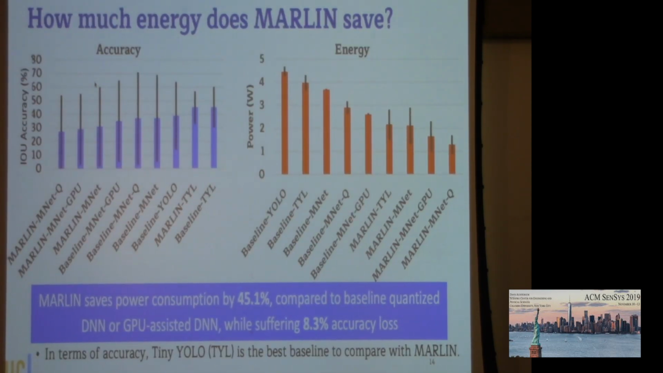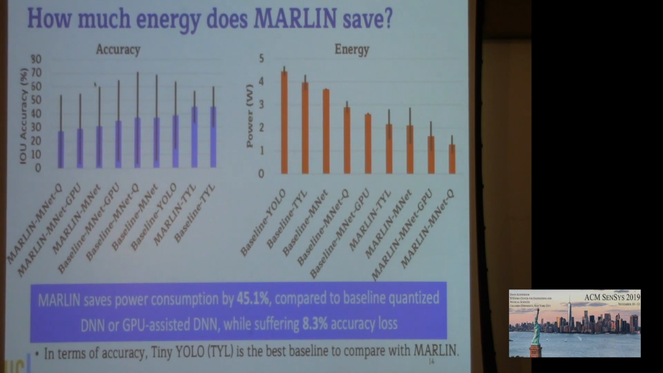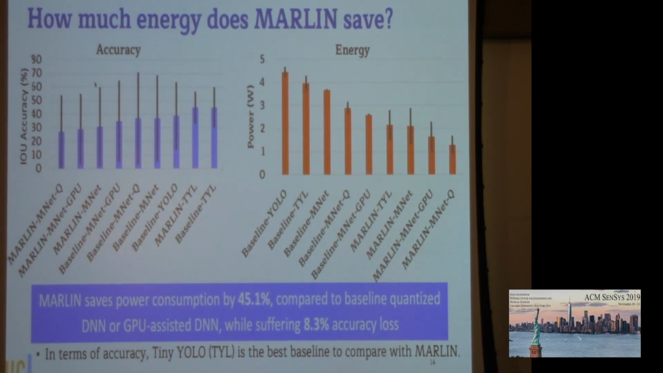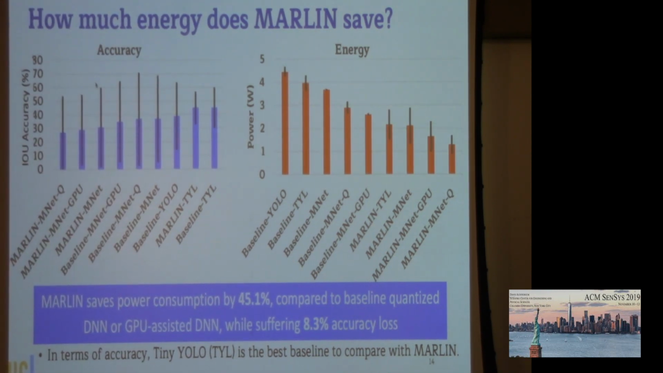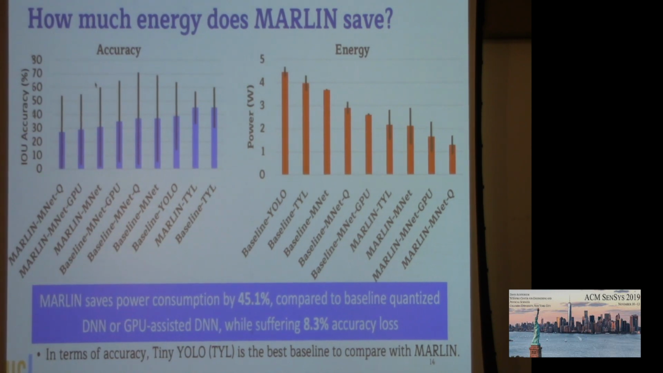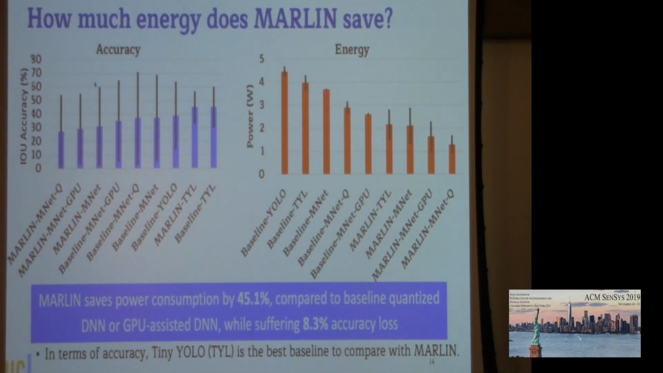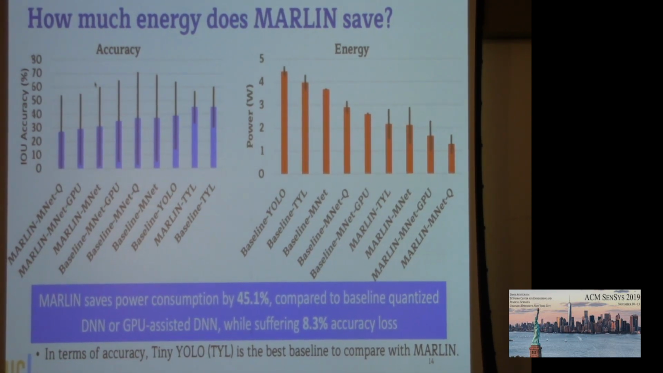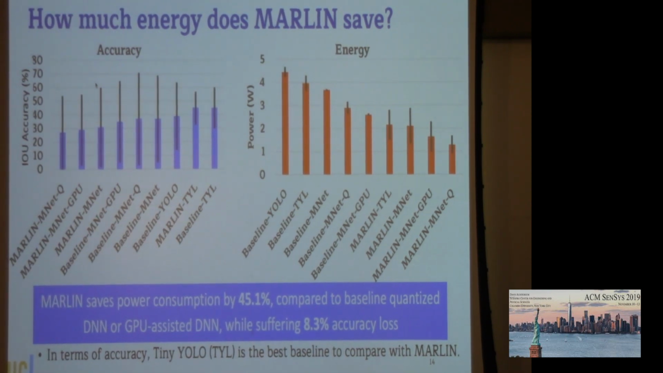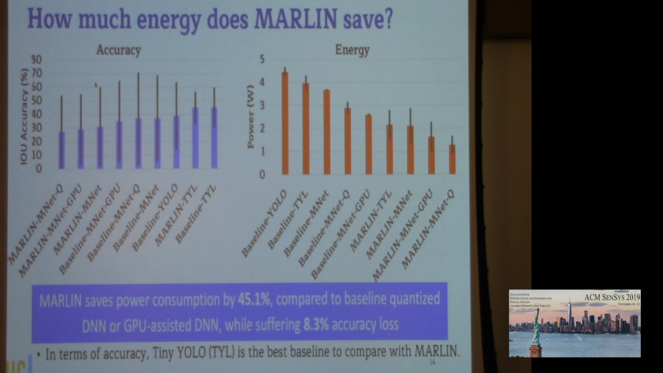So this is the main question of our paper: how much energy does MARLIN save? We have a plot of accuracy and energy. For accuracy, we show the IOU (intersection over union) accuracy, and the power consumption in watts. As I mentioned, we have baseline and MARLIN. Baseline means, for example, baseline YOLO means running YOLO continuously, baseline MobileNet running continuously, or using quantization or using the GPU. And MARLIN means that we plug that model into our system, and then again test accuracy and power consumption.